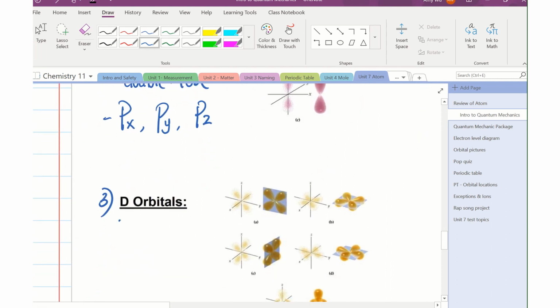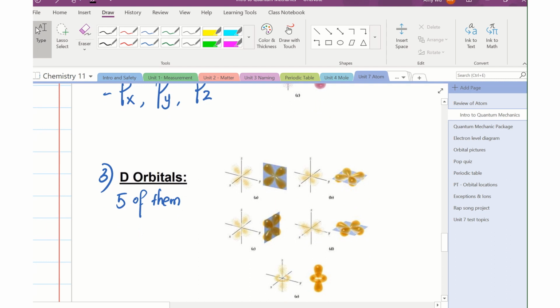And for the d orbitals, there are five of them. I don't expect you to be able to draw these ones, but just remember that there are 5 d orbitals. That's all I need you to remember.